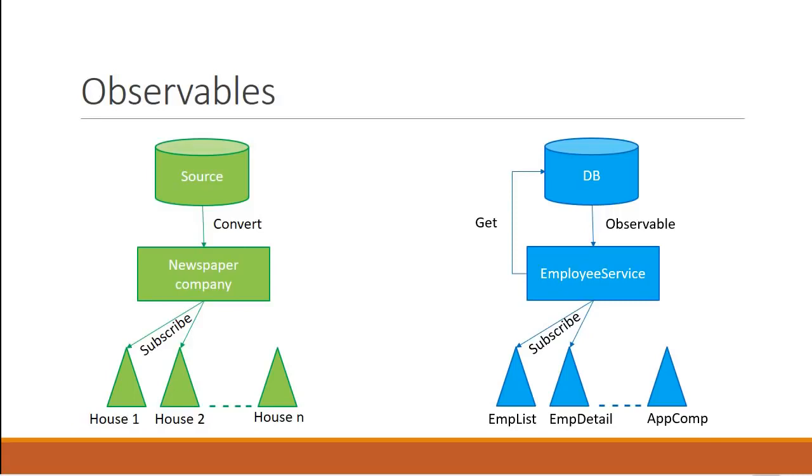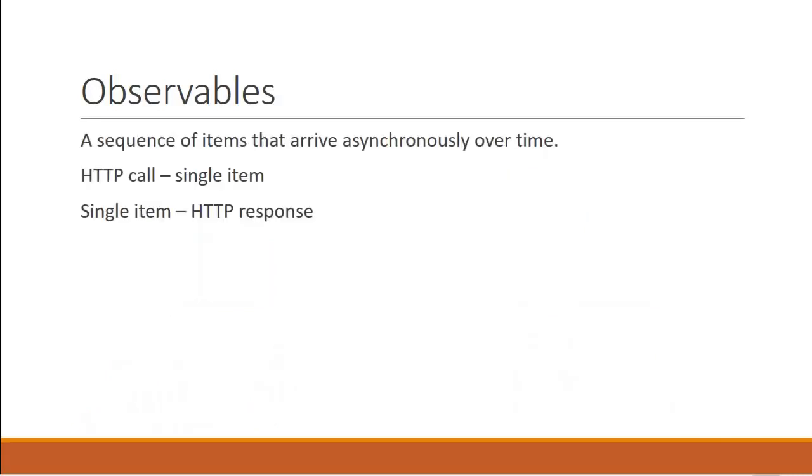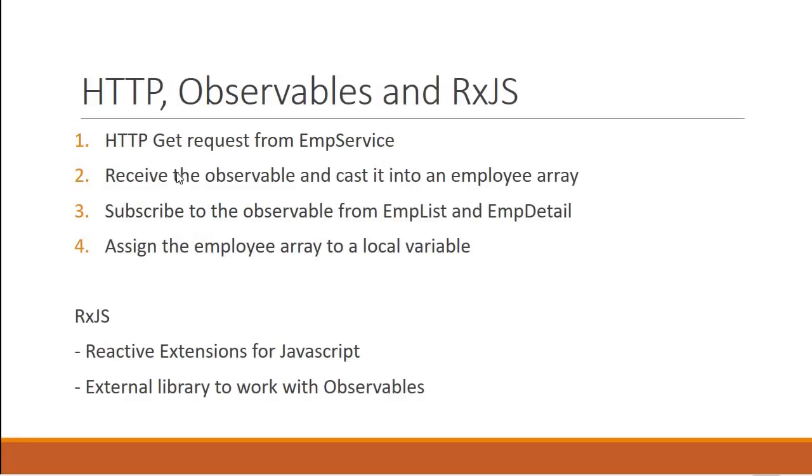So we can summarize the HTTP mechanism in Angular with the following 4 steps. The first step, make an HTTP GET request from the employee service. The second step, we receive the observable and cast it into an array of employees. Third step, we are going to subscribe to the observable from employee list and employee detail components. Finally, we assign the array of employees to a local variable in the components, which can be later used for display in the view.